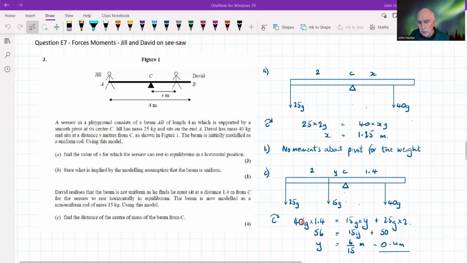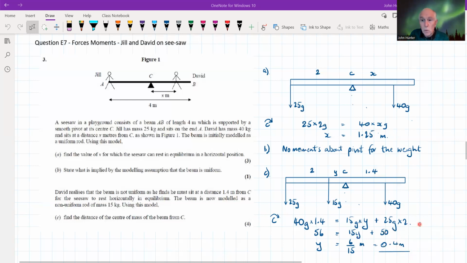So clockwise, we've got 40g times 1.4, and anti-clockwise we've got this 15g acting at a distance of y, and then this 25g acting at a distance of 2 from the center. So we've got an equation in y. Again, the g cancels out, and we solve that. It gives y as being 0.4 meters.